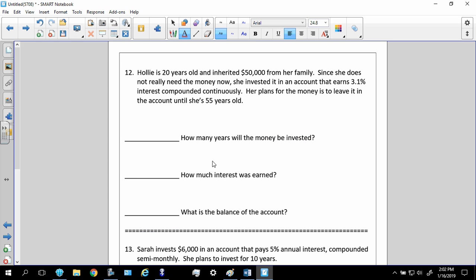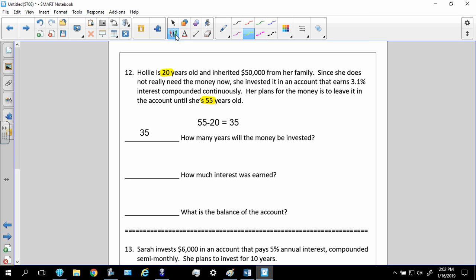Question 12. Holly is 20 years old and she inherited $50,000 from her family. She does not really need the money right now, so she invested it and calculated 31%. Her plan is to leave the money until she's 55. So how many years will it be invested? Again, let me highlight. She's 20 years old, 55. She's at 20, so that means we're dealing with a 35-year question. So 35 years, she'll have that money thrown in.